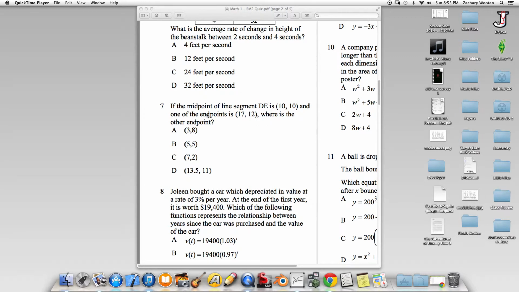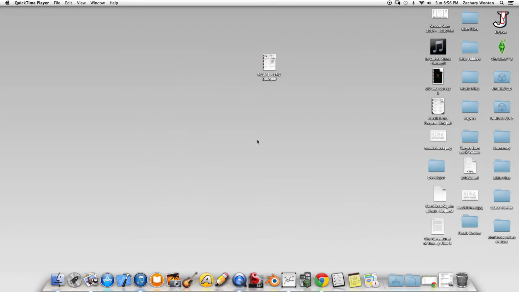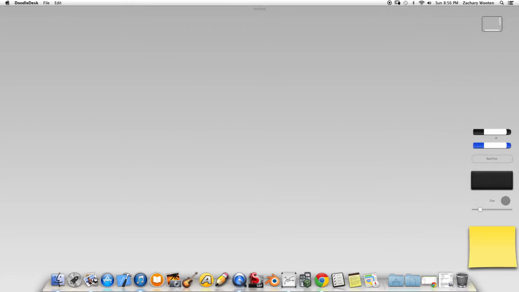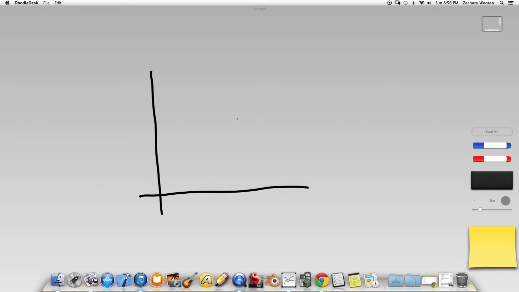So it says the midpoint of line segment DE is at (10, 10), and one of the endpoints is (17, 12). Where is the other endpoint? So the midpoint is actually given to us in this problem. If we were to draw a sketch of what this would look like, we've got (10, 10) as the midpoint. I know that that's a positive x and y. I'm just going to put it somewhere out here and say that's where (10, 10) is.